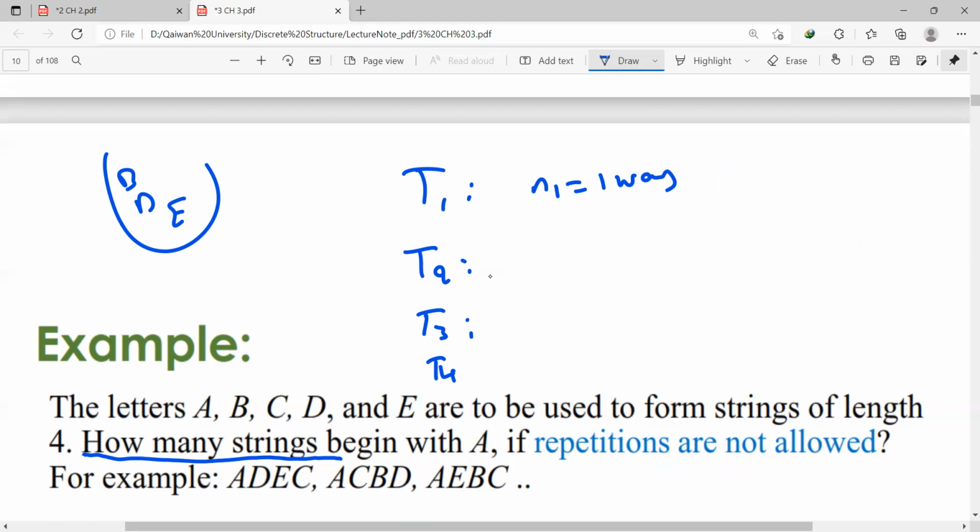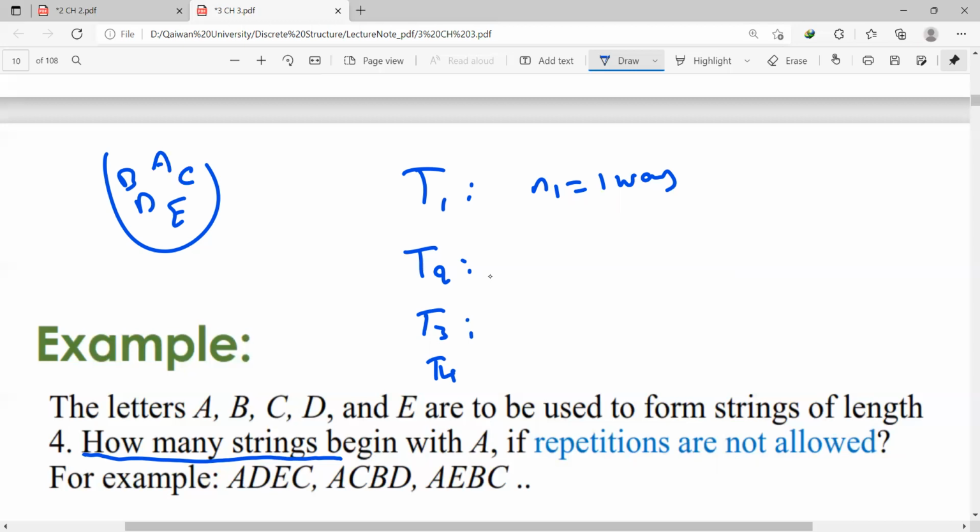It could be A. That means here we have A, B, C. Sorry, I'm saying if it's allowed. We talked about if it's not allowed. But if it's allowed, we say we have 5 letters for each one, except the first letter. For the first letter, we have only one choice. We have A. It's because it says it must start with A.